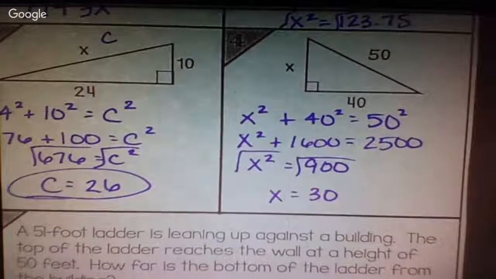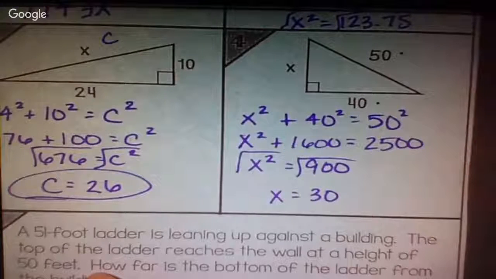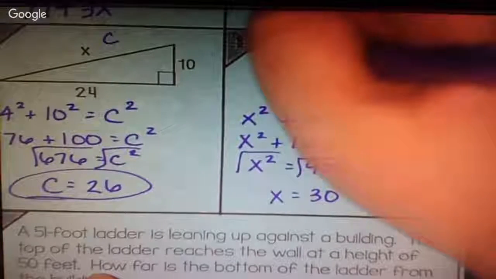Okay. This is actually a special right triangle. This is actually a 3, 4, 5 special right triangle. So anytime you have a triangle that has legs of 3 and 4, the hypotenuse is automatically 5. So here I've got a leg that's 40 and a hypotenuse that's 50. That automatically makes this 30.